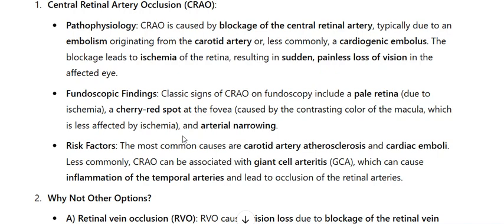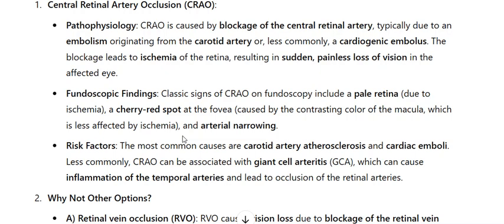The blockage leads to ischemia of the retina, resulting in sudden, painless loss of vision in the affected eye. Fundoscopic findings. Classic signs of CRAO on fundoscopy include a pale retina due to ischemia, a cherry red spot at the fovea caused by the contrasting color of the macula, which is less affected by ischemia, and arterial narrowing.